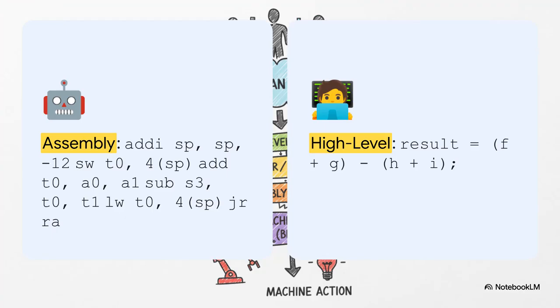And here is that better way. The difference is just night and day. On the left, you've got assembly, all those little painstaking steps. And on the right, a high-level language. It's the difference between telling someone how to get to the store by listing every single footstep versus just saying, go to the store. One is for the machine, and the other is for us humans.